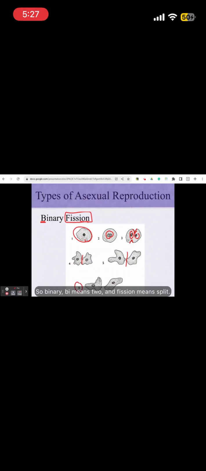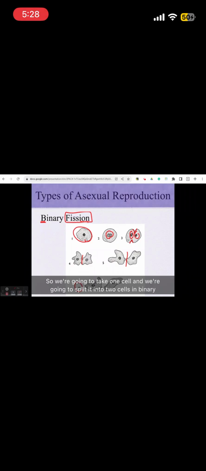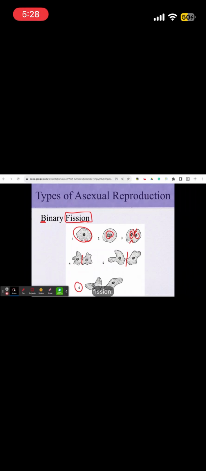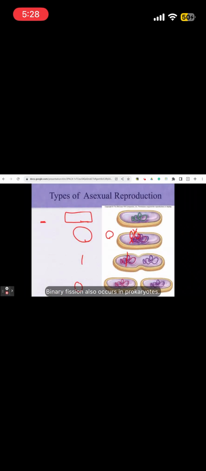So binary, bi means two, and fission means split. So we're going to take one cell and we're going to split it into two cells in binary fission. Binary fission also occurs in prokaryotes. You see the exact same picture with a bacteria cell here.